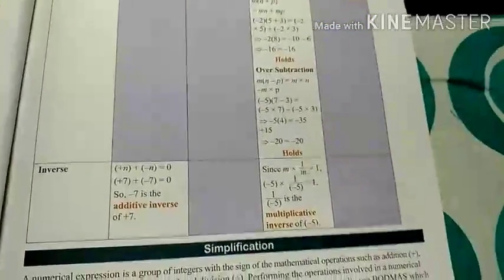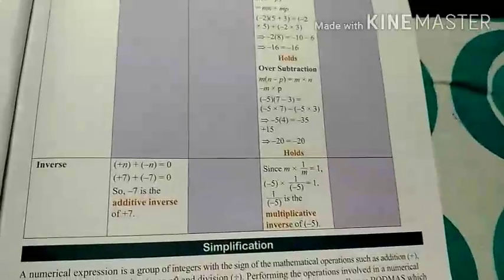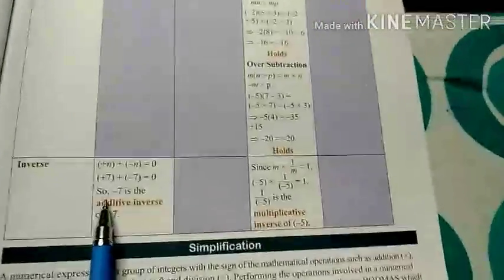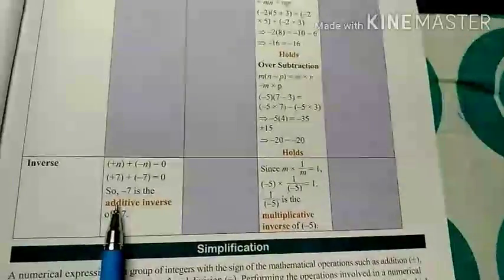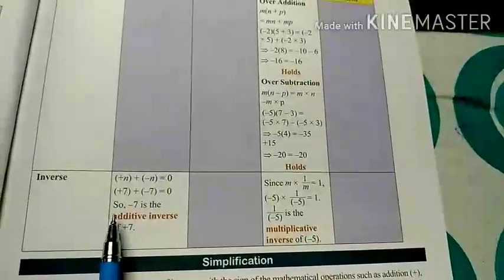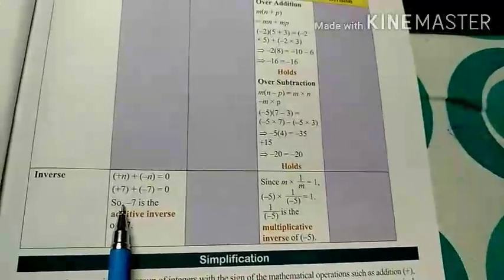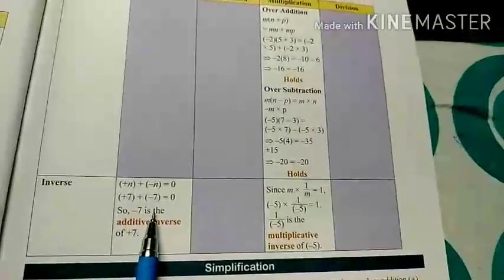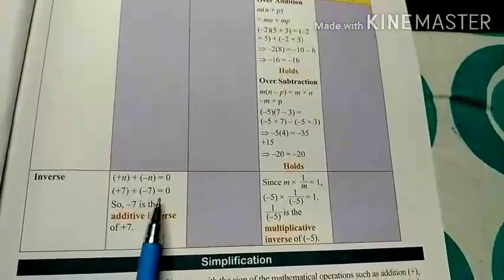Next is inverse property. Inverse property only holds under addition and multiplication. Under addition, it means which number has to be added to a particular number so that your answer will be 0, same as the additive identity. So that means the same number with opposite sign. Like if I have 7, if I add -7 to that, I get 0. And the negative of that particular number is considered the additive inverse of that number.